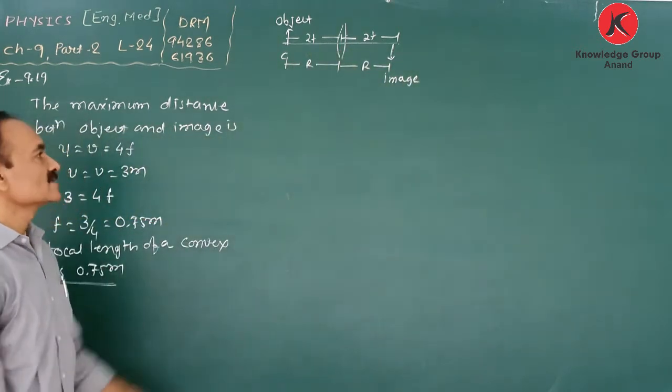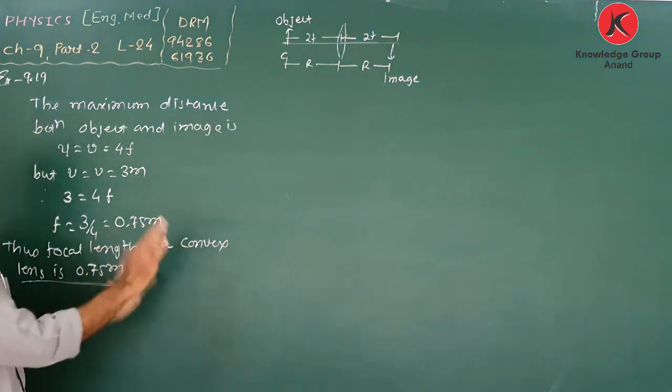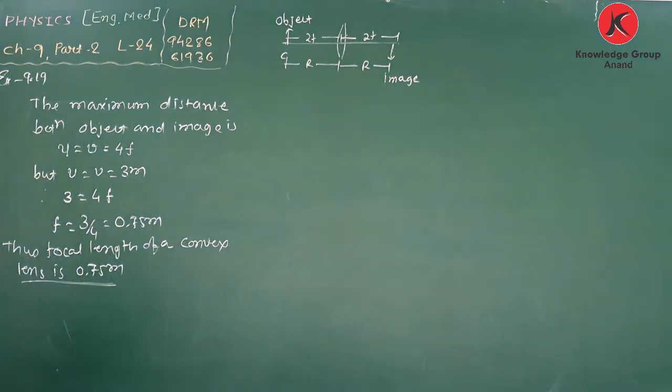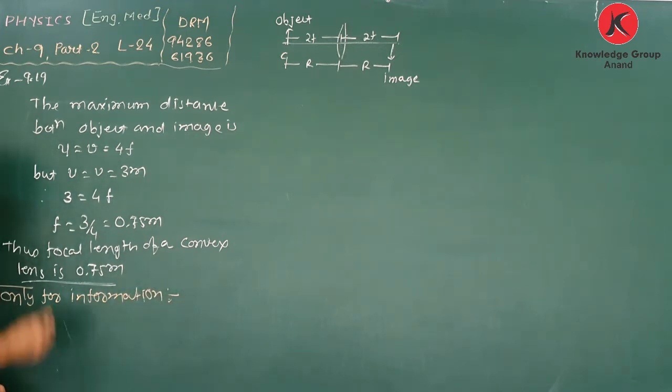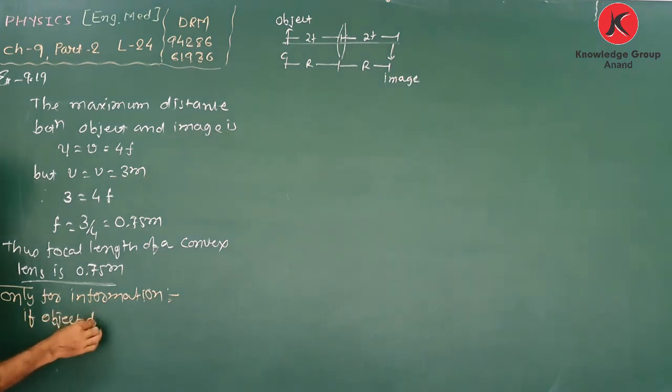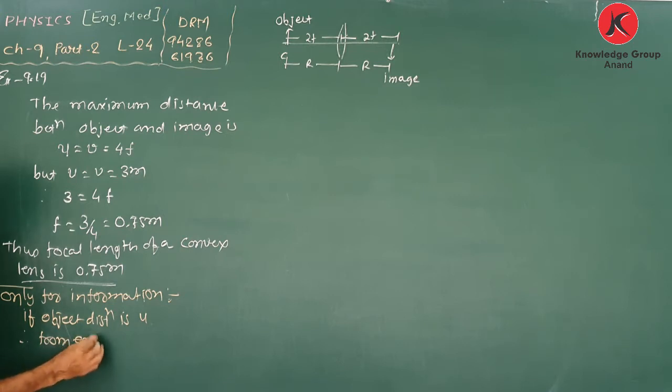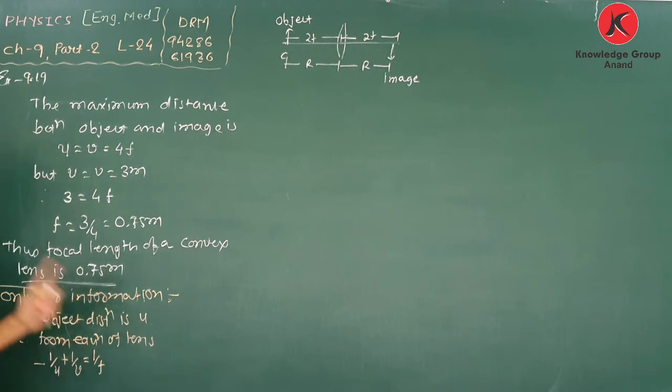Clear this thing? So how do we mathematically derive it? This is only for information, not for our requirement. Only for information we derive this equation. Suppose the object distance is u. Therefore, from the lens equation, minus 1 upon u plus 1 upon v is equal to 1 upon f.